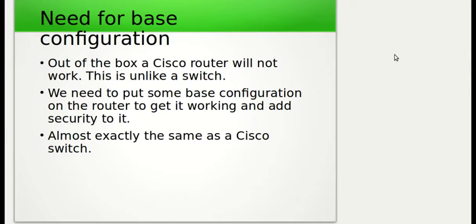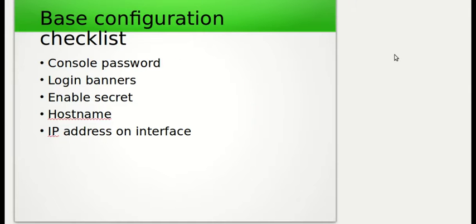The base configuration for a Cisco router is exactly the same as the base configuration for a Cisco switch. So we'll be configuring the console password, login banners, enable secret password, hostname, IP address on the interfaces, all that sort of thing. I'm going to pause the video very quickly and I'll bring back a console connection to a Cisco router.